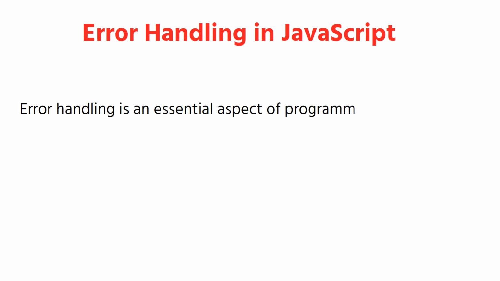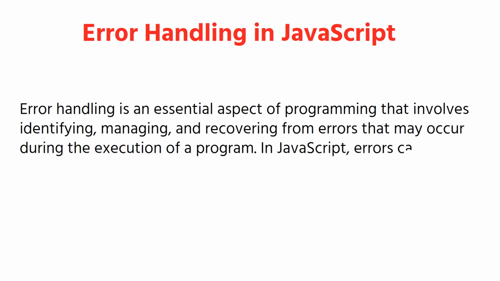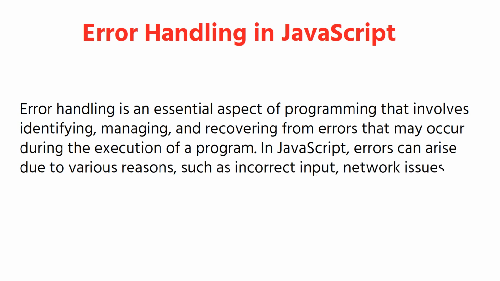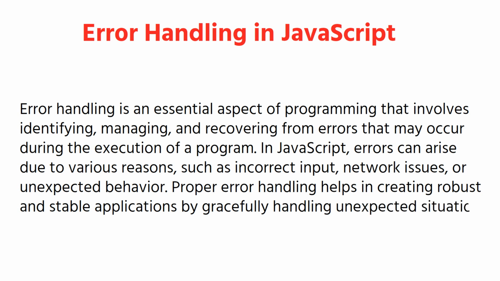Error handling in JavaScript. Error handling is an essential aspect of programming that involves identifying, managing, and recovering from errors that may occur during the execution of a program. In JavaScript, errors can arise due to various reasons, such as incorrect input, network issues, or unexpected behavior. Proper error handling helps in creating robust and stable applications by gracefully handling unexpected situations.